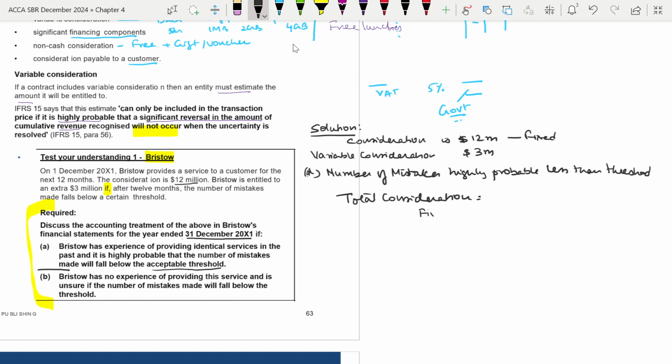There are two types of consideration. Fixed consideration is 12 million. Variable is highly probable, less than the threshold, so the 3 million will be included. The total consideration will be 15 million. Is it right? Total consideration is 15 million. Is it clear to you? Yes.